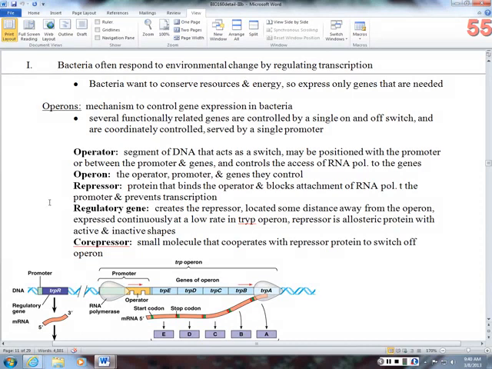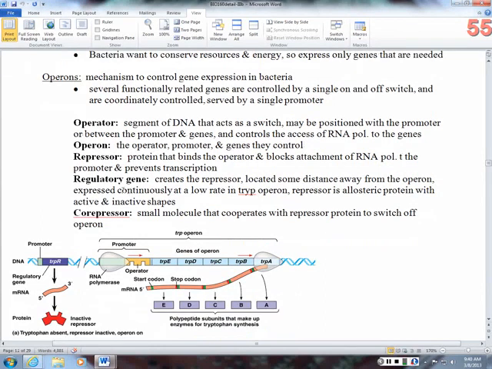You've got the operator that's going to sit on the DNA. It's a segment of DNA that's going to act like a switch. It may be positioned within the promoter or between the promoter and the genes. But what it does is it's going to control access of the RNA polymerase to the genes. It's going to prevent it from being transcribed in there. The operon is the operator, promoter, and the genes they control. It's the whole unit. You've got a repressor that's going to be a protein that binds the operator, and it blocks the attachment of the RNA polymerase and prevents transcription.